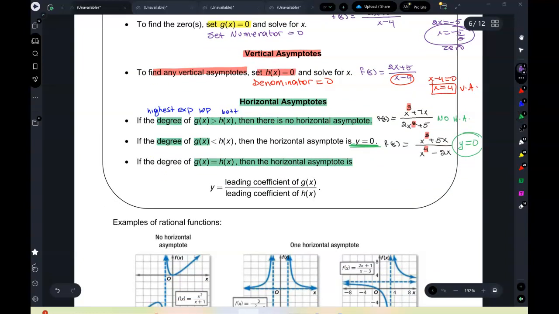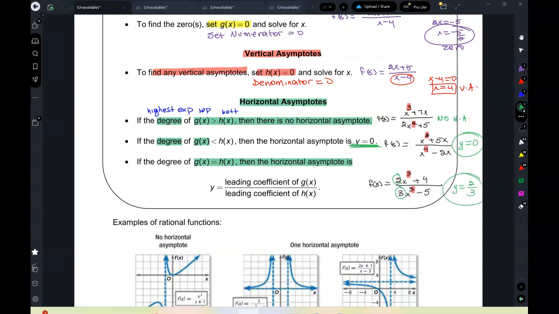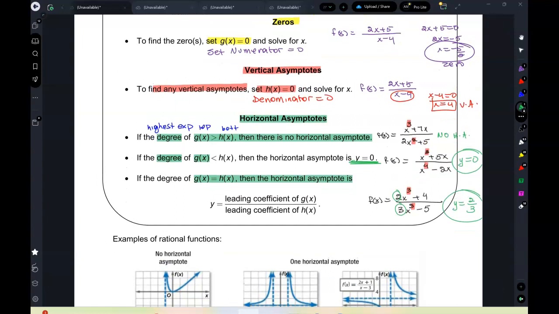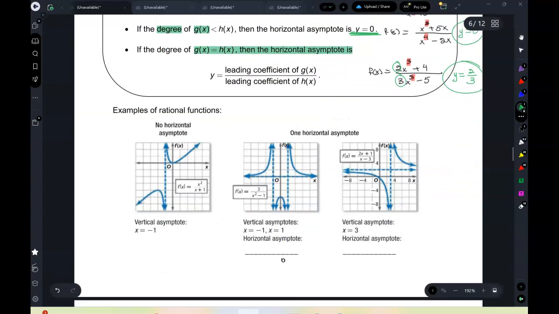Now, what if they were equal to each other? So f of x is equal to 2x cubed plus 4 over 3x cubed minus 5. Look at this one. Do you see how they're the same? When they're the same, you take the coefficient and the coefficient and you say 2 over 3. Okay? All right. You have to memorize and remember this. You are not going to be given this. Okay.